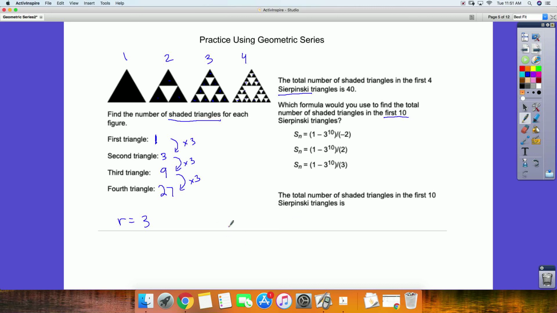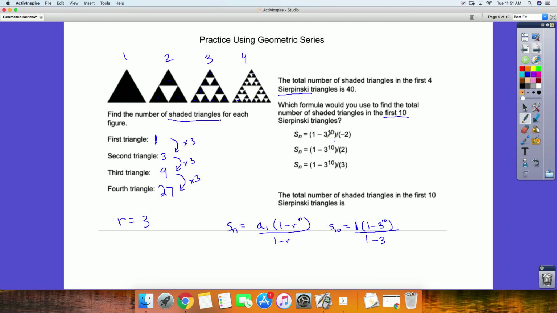So if you need to go back, look in your notes. It's S sub n, our initial, times 1 minus r to the n over 1 minus r. So since they want the 10th term, that's S sub 10. Our first term again was 1. And no, it's not always going to be 1, so don't always assume that. Our ratio we know was 3. They want the 10th triangle, so we'll put a 10 over 1 minus 3.